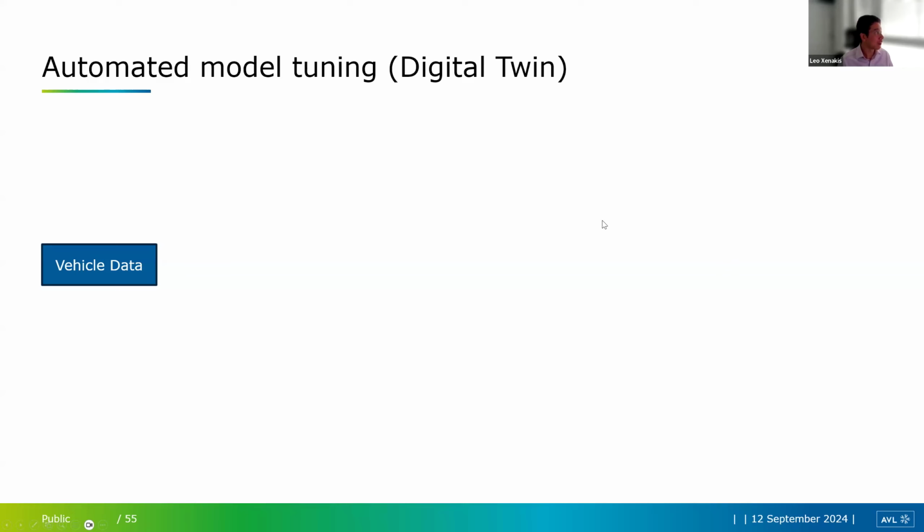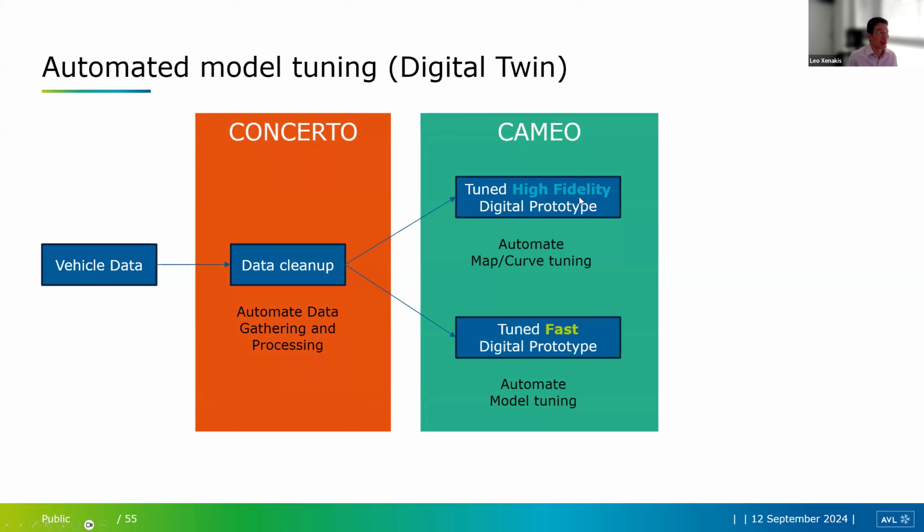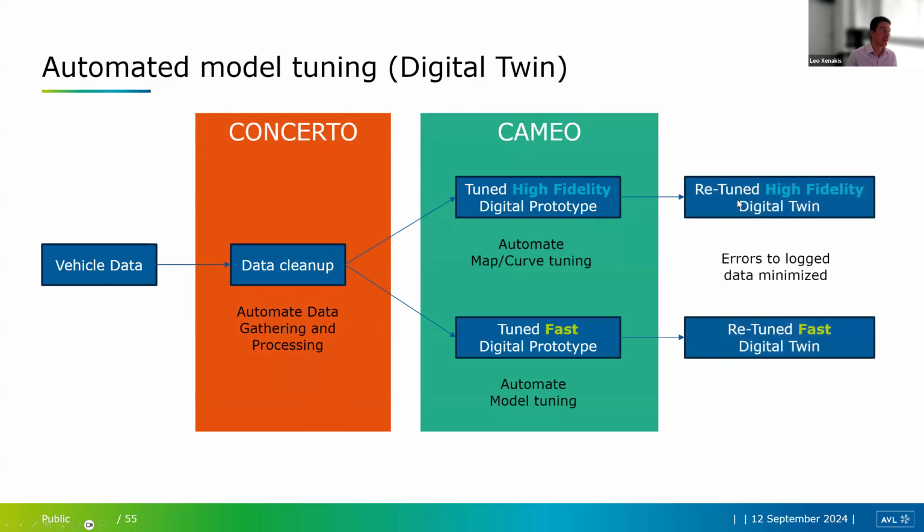So just to quickly finish up here, if we're actually going to the proper digital twin bit, then this is the workflow. You have the vehicle data come in, you have Concerto do the data cleanup, and Cameo can then retune either the high fidelity prototypes, which is the very first step where we go from simulation to the real vehicle, and then once you're out in the field, you're retuning the digital twin again to a new digital twin, and the same down here. And this is where you minimize the errors to log data.